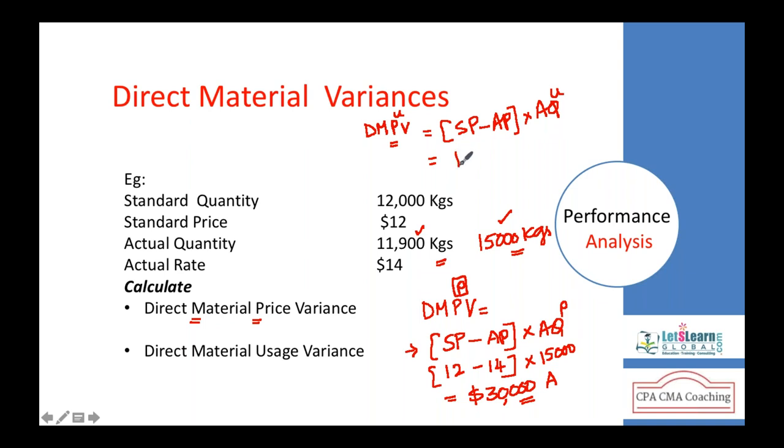So the variance is going to be $12, what you set as standard price, minus $14, what you paid actually, times 11,900 kgs of material used as the price variance for the quantity used. Therefore, the product should be the difference in the price with the actual quantity used. So the variance is $23,800 adverse because you paid more. So we need to read the question carefully whether the price variance is for quantity purchased or quantity used. In case of quantity purchased, take the total quantity purchased in the formula. Whereas for used, you'll have to look for the quantity used and multiply with that quantity.